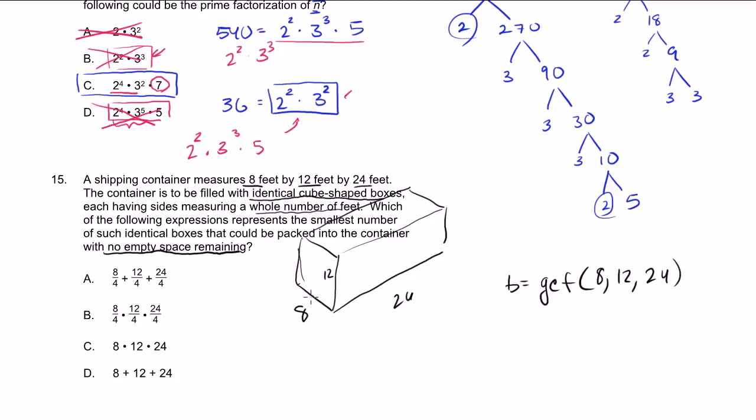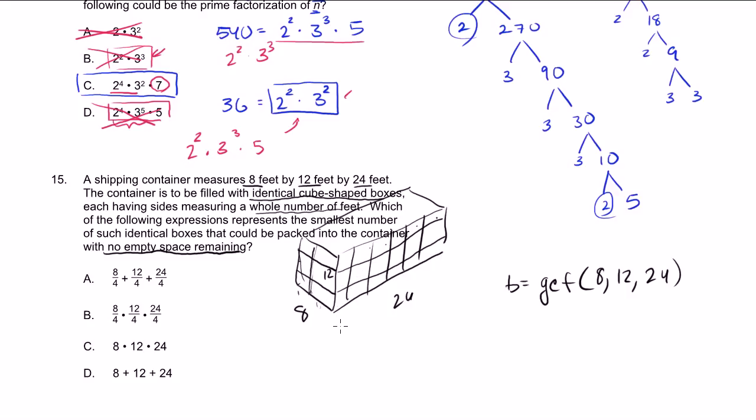And you can verify that. If the boxes were 4 on a side, then in this dimension you'd fit 8 divided by 4 of them, or 2 of them. So you'd have 1, 2 boxes in that dimension. In this dimension over here, you would have 3 of them, right? 12 divided by 4, you'd have 3 boxes in that dimension. And in that dimension, you would have 1, 2, 3, 4, 5, 6. You would have 6, or 24 divided by 4.